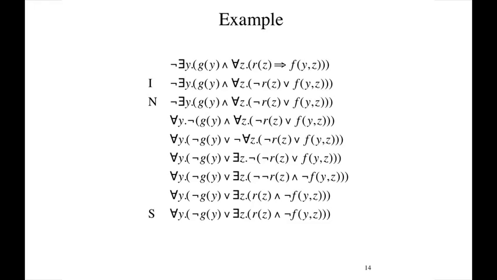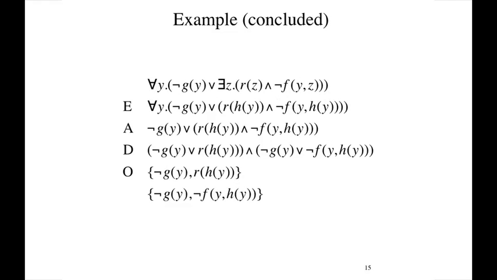The S step here has no effect. On the E step, we note that the existentially quantified sentence does contain a free variable, so we replace the existentially quantified variable, in this case, with a term consisting of a Skolem function and the free variable y. On the A step, we drop the universal quantifier. On the D step, we distribute the disjunction over the conjunction. And finally, in the O step, we convert our conjunction of disjunctions to two separate clauses.